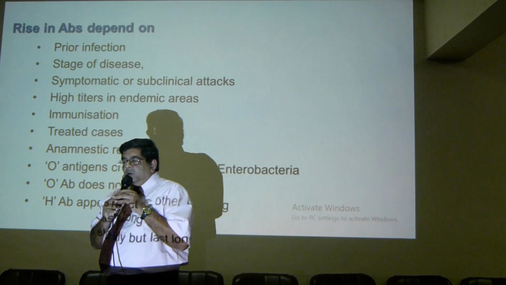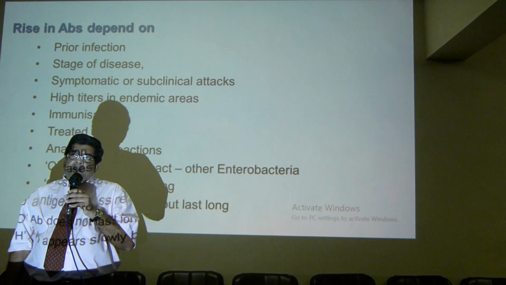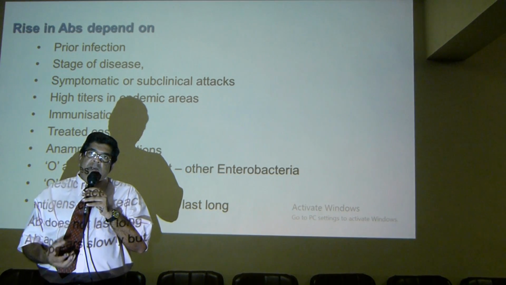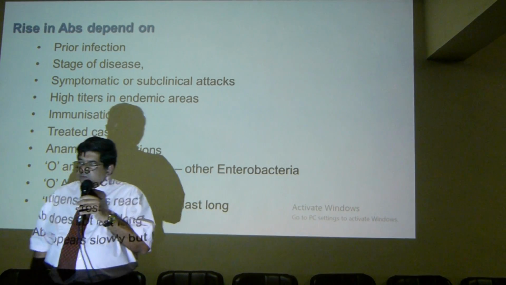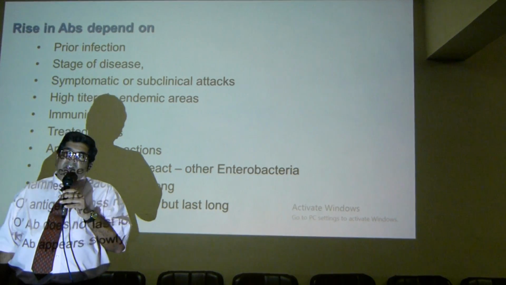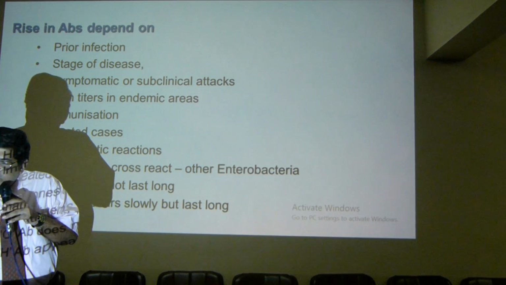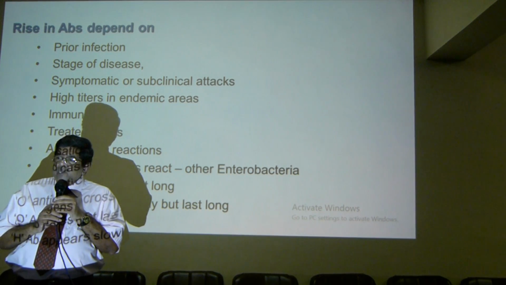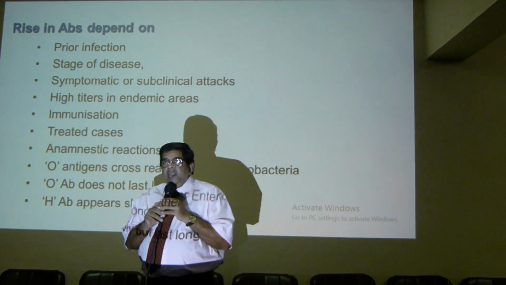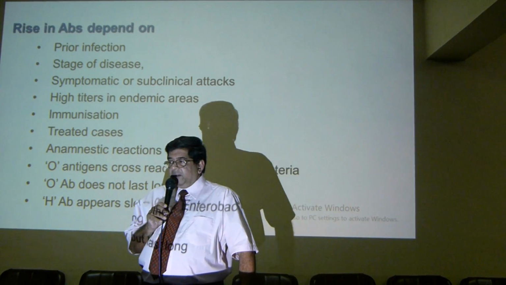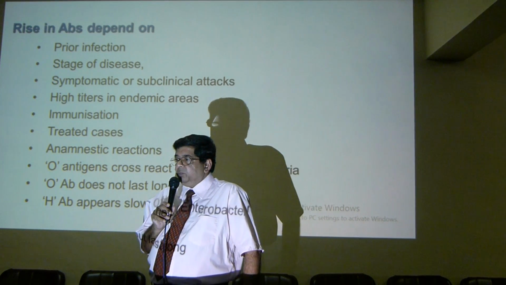Or we can also do a fourfold rise of antibody titer. That means the concentration of antibodies will go up by fourfold, and then of course a high titer of antibodies at any stage might again give us a clue to the diagnosis. But whatever we do, we need to remember that rise of antibodies depends on a lot of other factors. Previous infection may have the antibodies present.